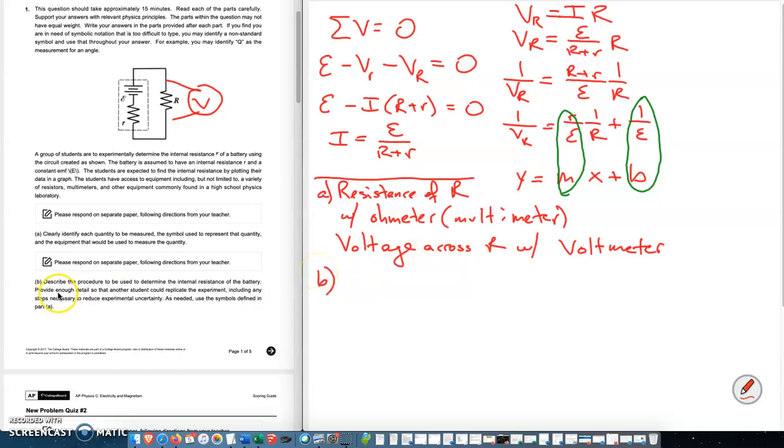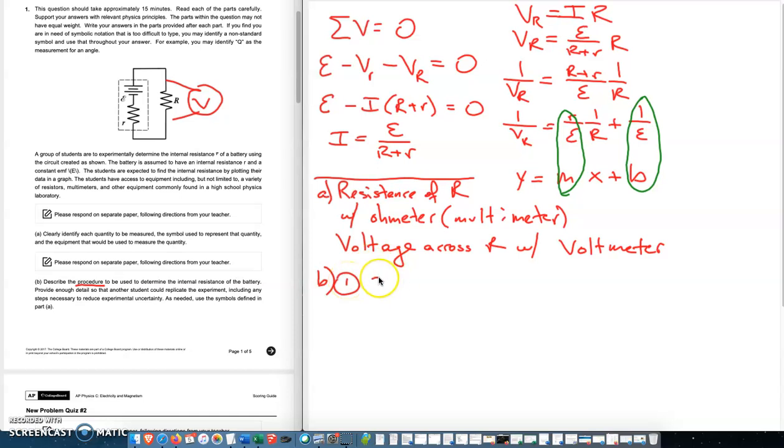So for part B, describe the procedure. Okay, so what I need is a list of instructions, and this set of equations is not the procedure. It's not an experimental procedure. It is a theoretical derivation starting from Kirchhoff's loop rule and ending up with a usable equation for this situation. So what we need is a procedure.